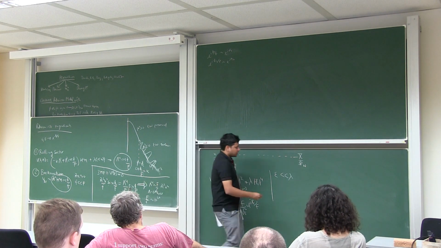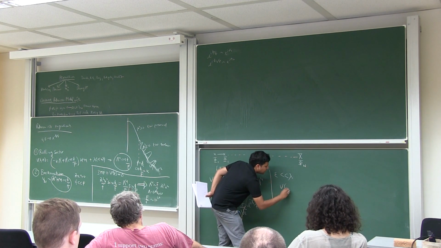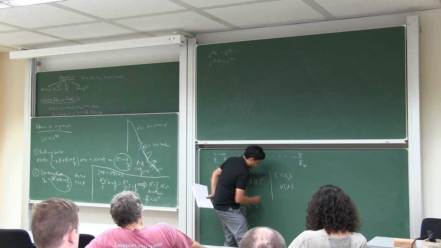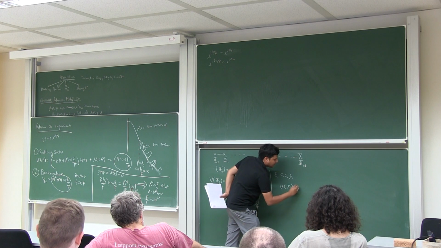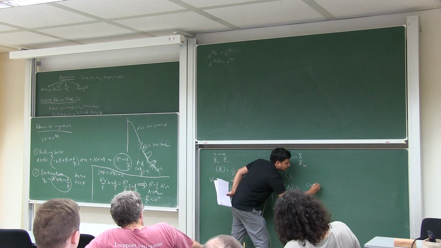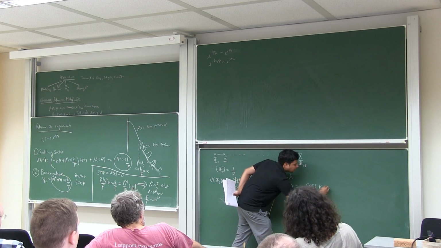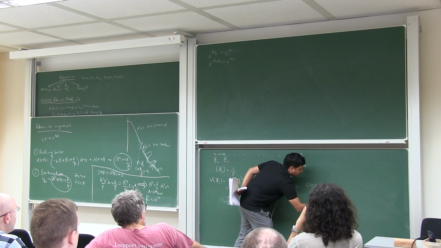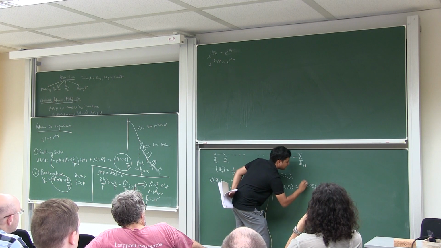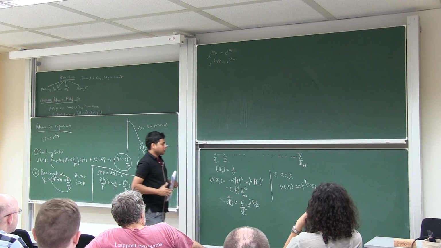If I just substitute it here, I get a potential for these pi's, which are the angular parts of each phi, which is something like this. I might be missing some factors. So now this is the potential.